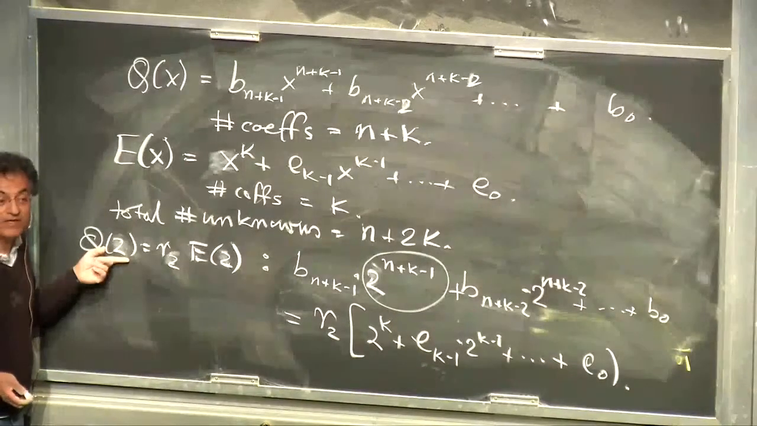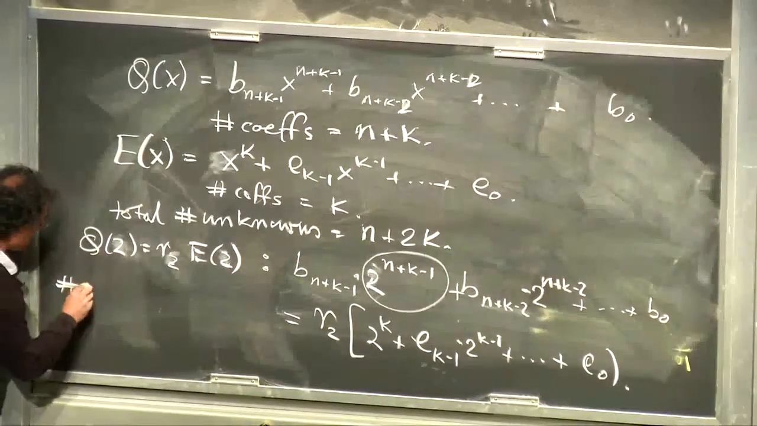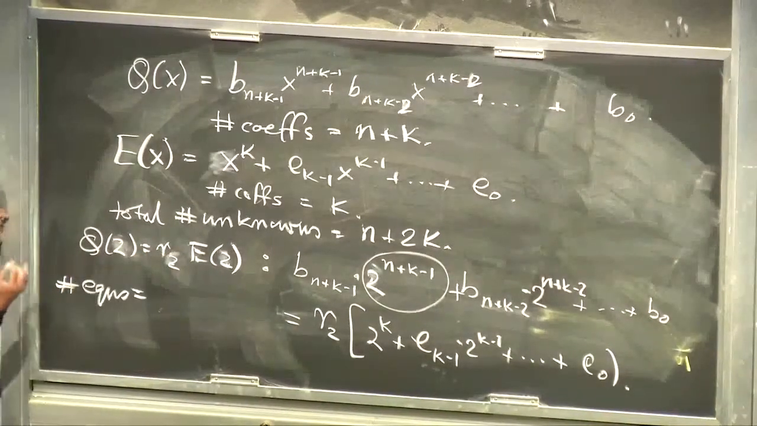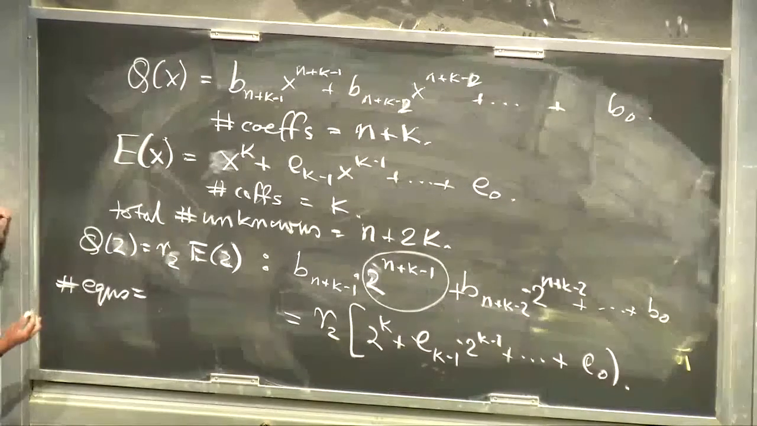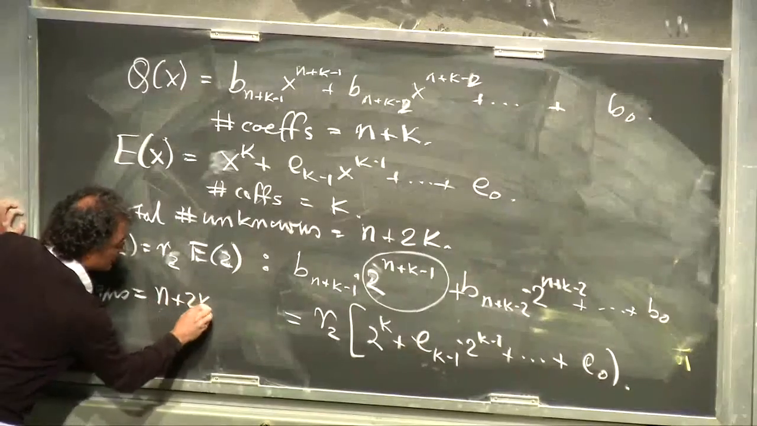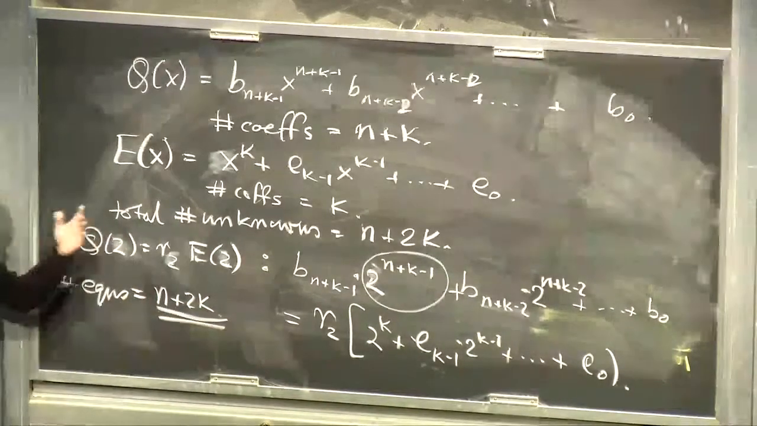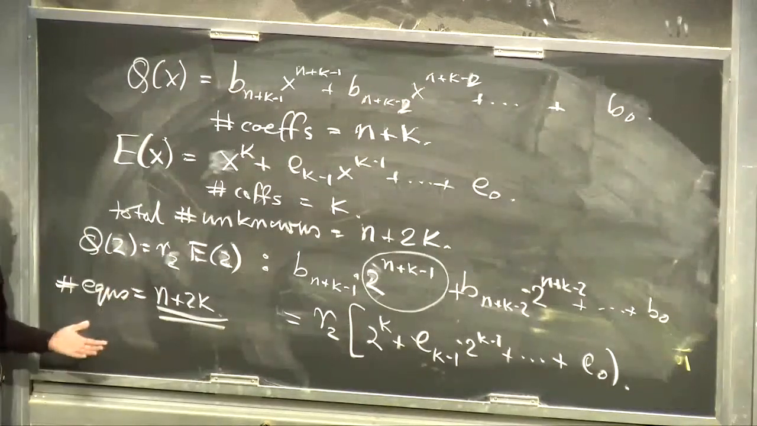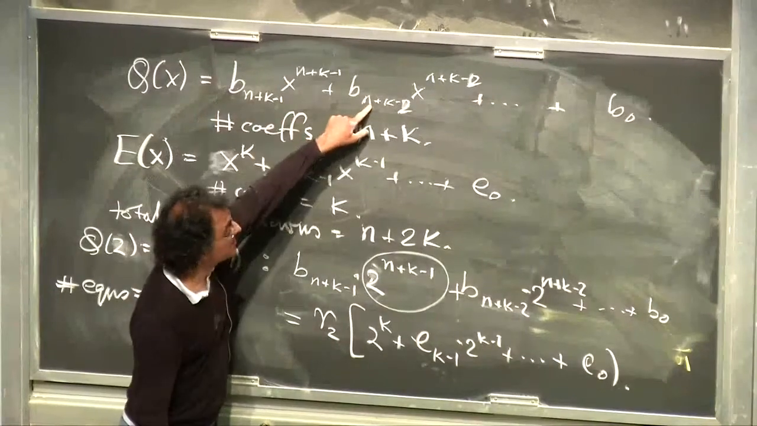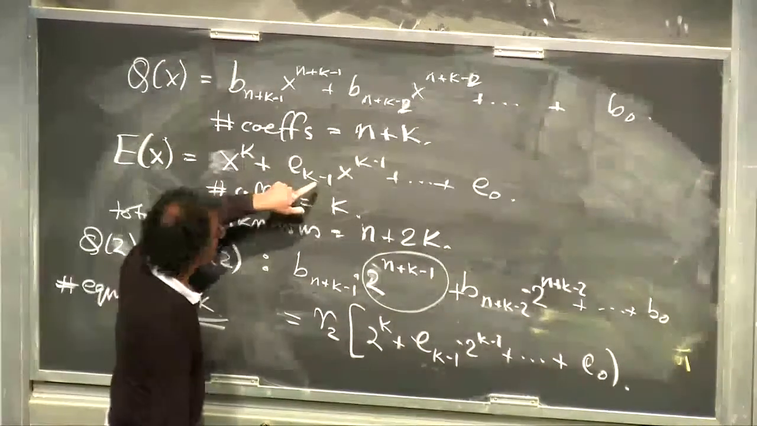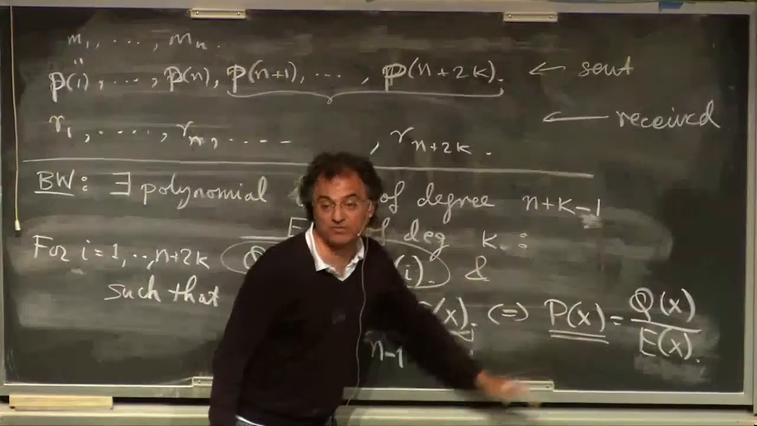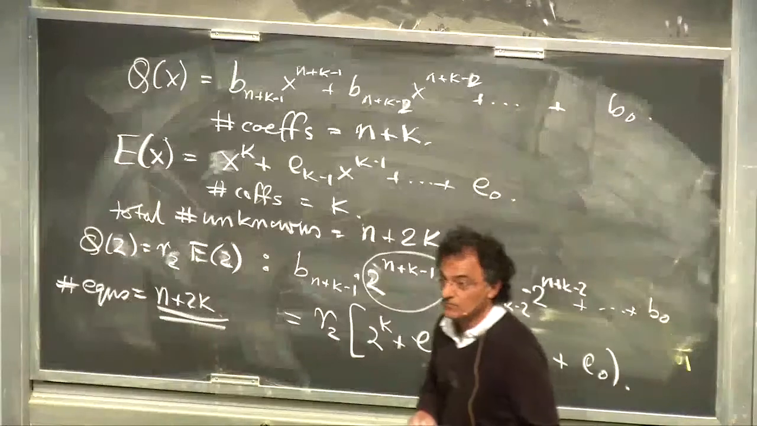But how many values of I are there? The number of equations is the number of received values. For each received value, you write one equation. How many received values are there? There are exactly n plus 2k. So you have n plus 2k equations and n plus 2k unknowns. So you can solve them and figure out what Q of x is, because you know all the B's. You know what E of x is, because you know all the E's. And now you divide one by the other, and you get P of x, which is the polynomial we were looking for.